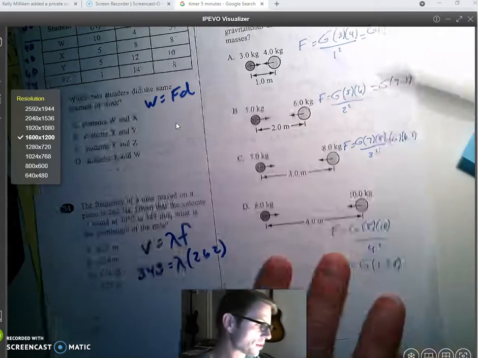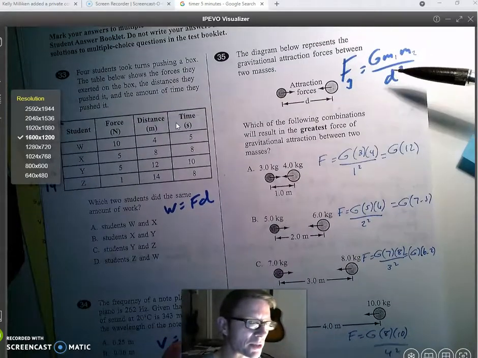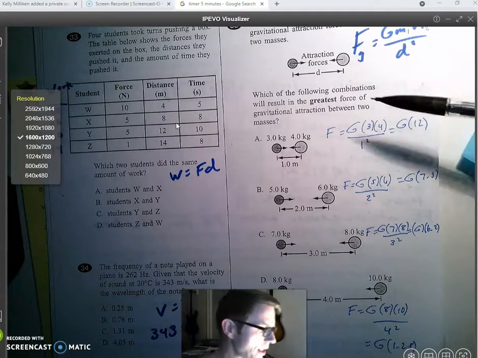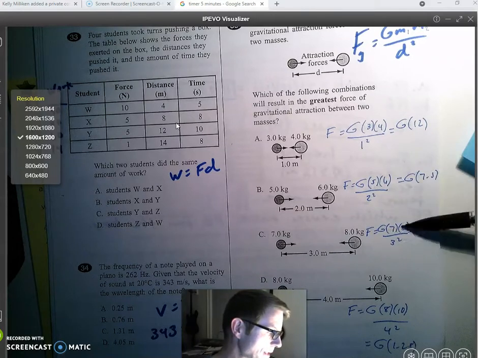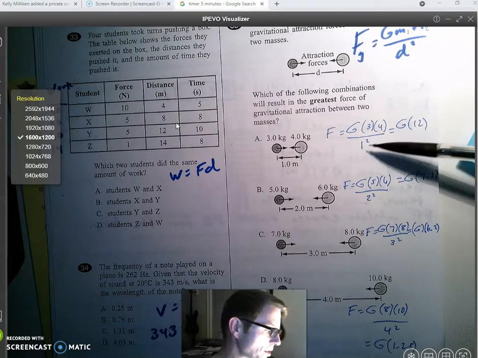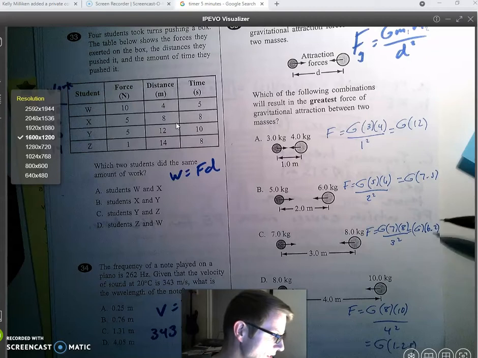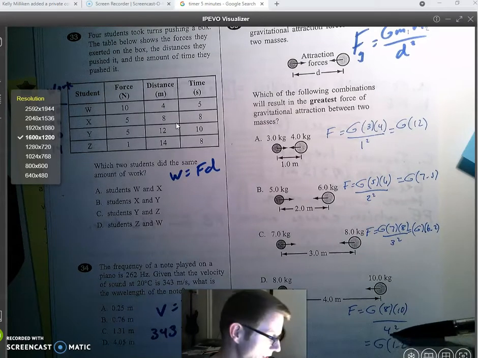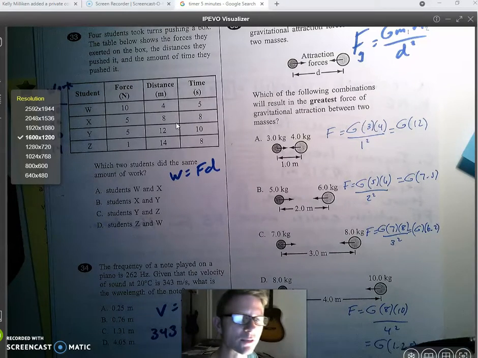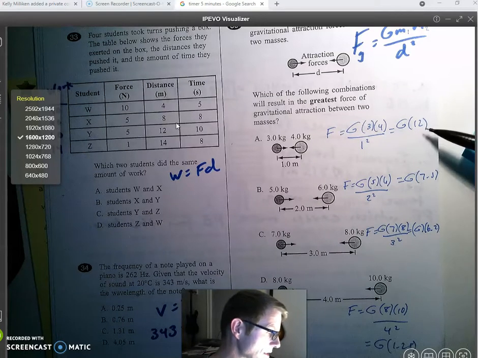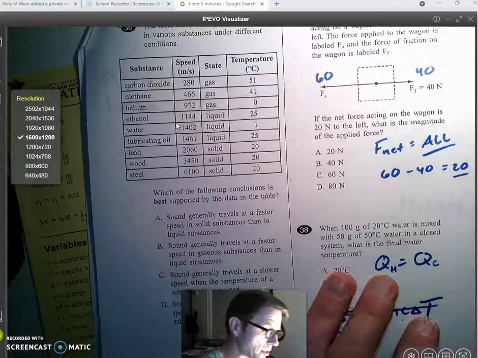This number 35 is really tricky. Equation sheet. There it is. Now let's put the numbers in, but let's not worry too much about what the G even is. If you plug all the numbers in for a mass, and distance, mass, distance, mass, distance: 3 times 4 divided by 1 is 12. 5 times 6 divided by 4 is 7.5. 7 times 8 divided by 9 is 6.2. 8 times 10 divided by 16 is 1.28. I might have divided by 64 accidentally, but it doesn't matter. The answer choice ends up being A because 12 is the biggest number. Doesn't even matter what G is.